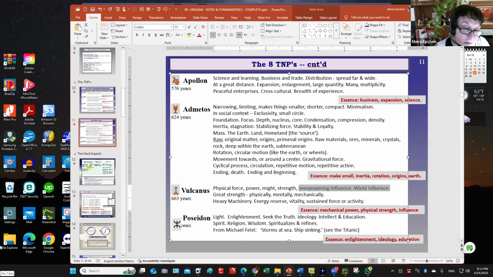I didn't look at shipwrecks recently, but I look at Poseidon a lot when it comes to spirituality. A lot. Out of all these eight, the seven of them up to Vulcanus work for me without fail ever. Occasionally I see Poseidon in a chart and I try and I don't always get it. But sometimes I get it when it really shows up.